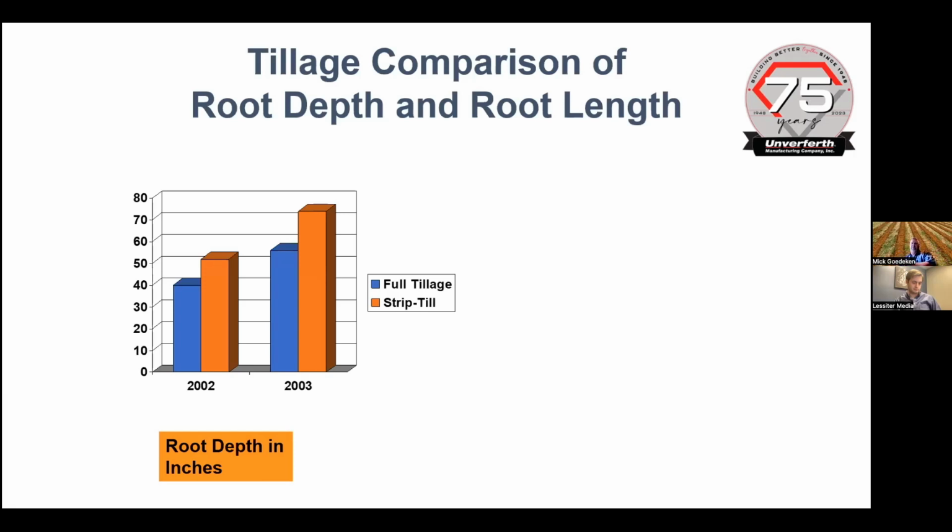So if we look at root depth in inches, full tillage versus strip till, our root depth in 2002 in this trial was 40 inches with the full tillage. We were 52 in the strip till. Why was that? Because we created that environment for those roots to grow early on, and they save that energy to grow deeper later. In '03, we were 55 inches long in the full tillage. The strip tillage, we were almost 74 inches long, or deep, excuse me.